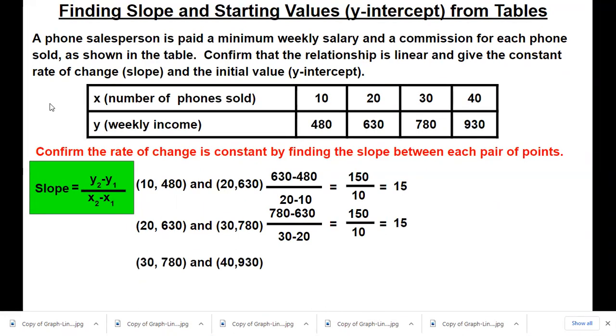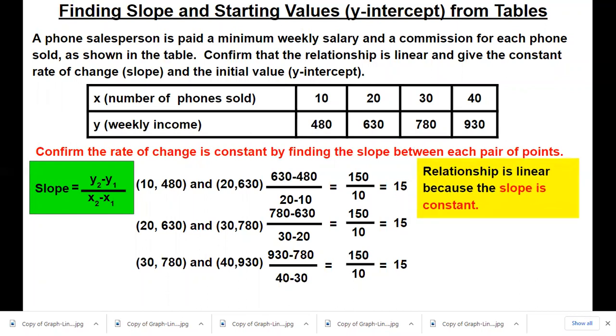Try the next set of points, (30, 780) and then (40, 930). Again, 930 minus 780 on top, 40 minus 30 on the bottom equals, calculator, 150 over 10, which is equal to 15. So what do we find out? That the rate of change is constant. The slope is constant anywhere on this line, between any 2 points. Okay. Relationship is linear. That means it's a line. The graph of this table is a line because the slope is constant.